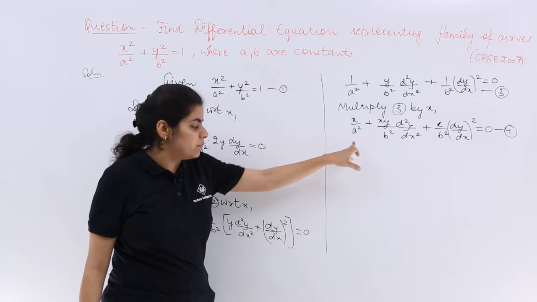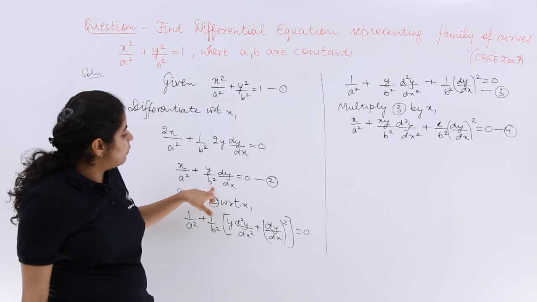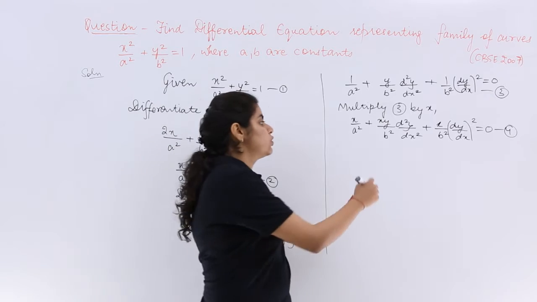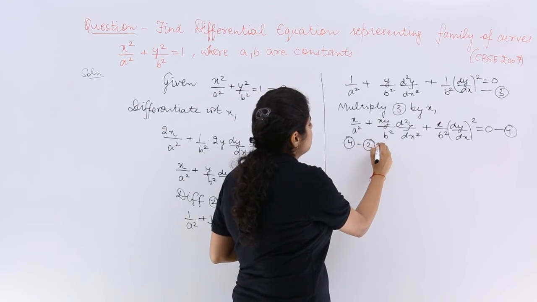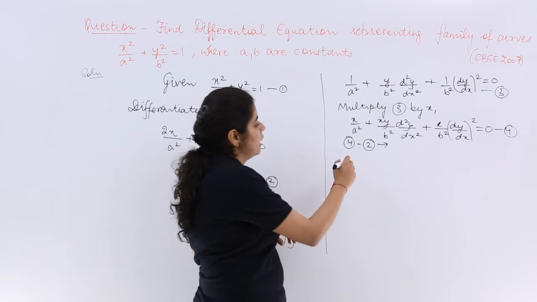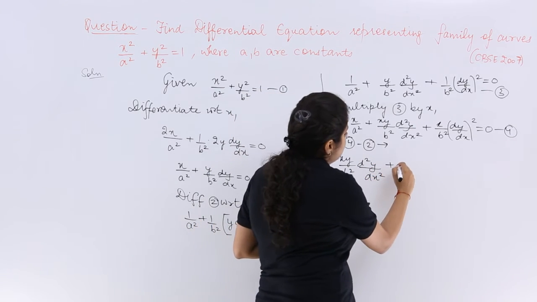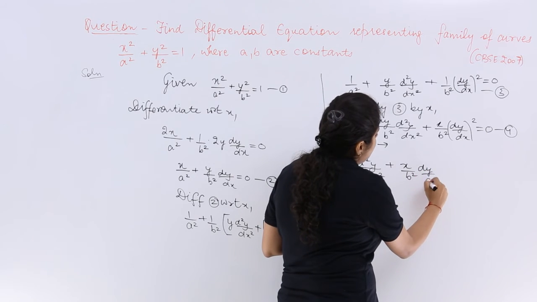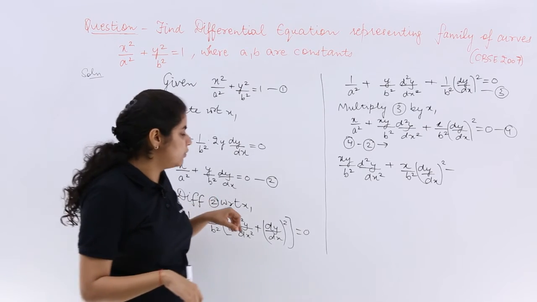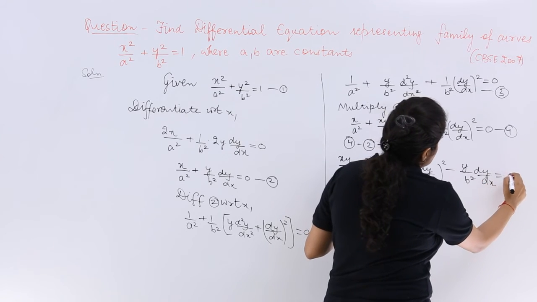See, this is x upon a square, and here in equation number 2 also you have x upon a square, so you can subtract them. Then you have y upon b square dy by dx. Here also you have some dy by dx sort of terms. So what you do is, you do equation number 4 minus equation number 2, and that will give you what? x upon a square cancels with x upon a square. So you are left with xy upon b square d2y by dx square plus x upon b square dy by dx whole square minus, because you have to subtract, minus y upon b square dy by dx is equal to 0.